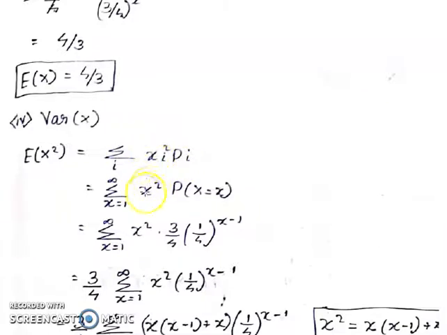Okay, so now change the index, x running from 1 to infinity, x square P of x equal to x. What is P of x equal to? Apply the function value here. 3 by 4 is a constant here, being away. That is x square into 1 by 4 to the power x minus 1.